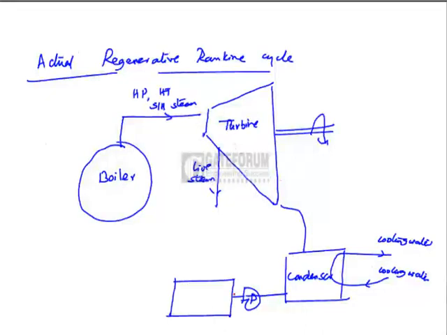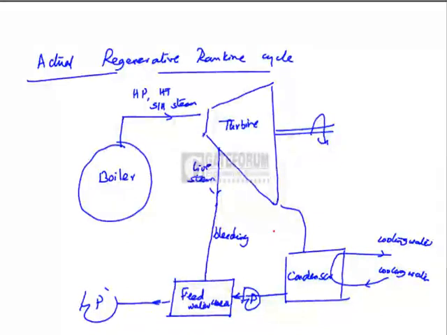Now this liquid condensate leaving the condenser and pump enters the feed water heater. The live steam bled is mixed directly with the condensate water in the feed water heater. The liquid condensate gets heated up because of the latent heat of condensation liberated from the bleeding steam.